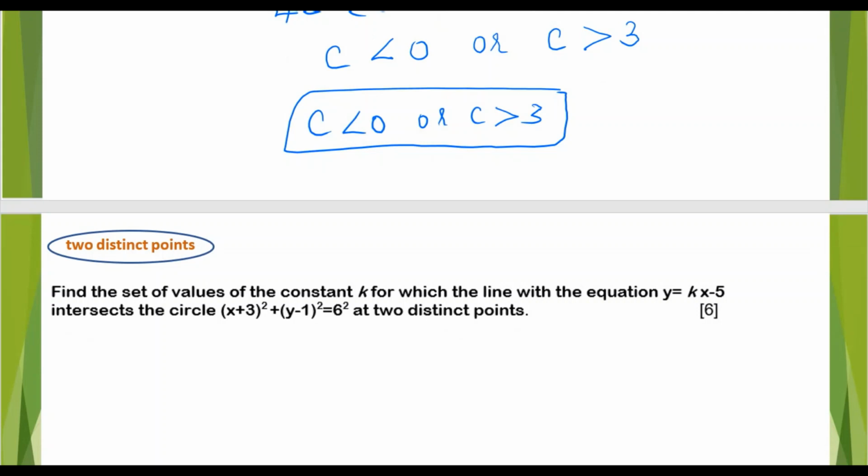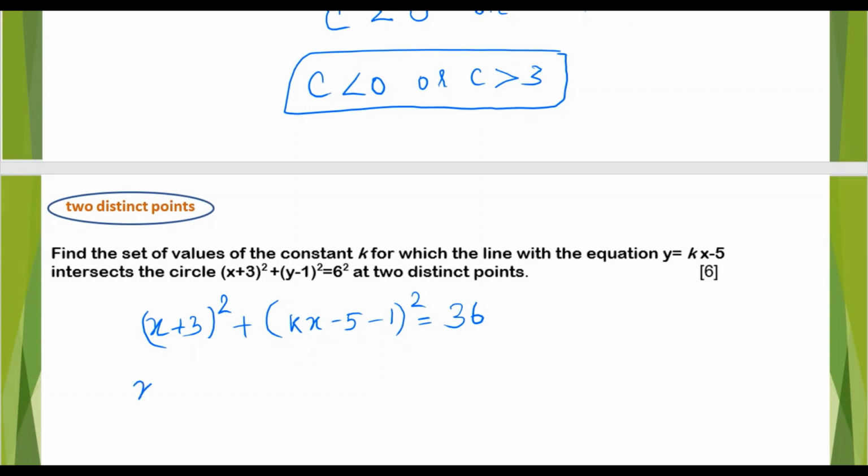Find the set of values of the constant k for which the line with the equation y is equal to kx minus 5 intersects the circle at two distinct points. So here the equation of the circle is given and one straight line equation is given. So we will substitute the value of y in the circle equation. So you will get x plus 3 the whole square plus kx minus 5 minus 1 square equal to 6 square, that is 36.